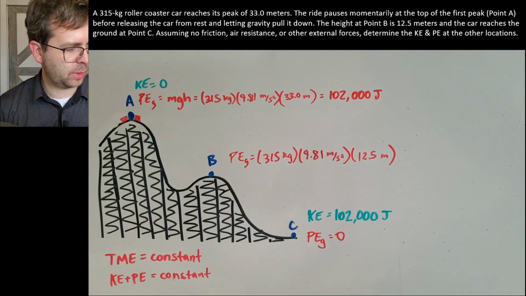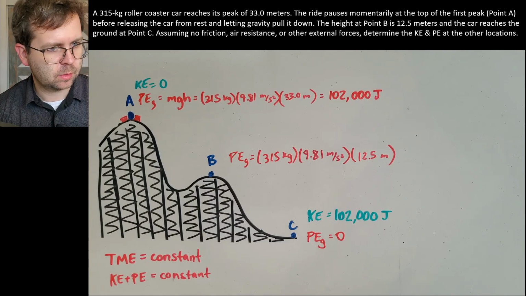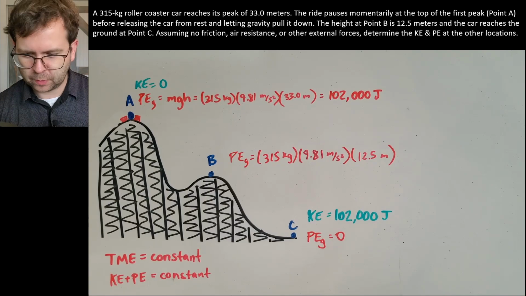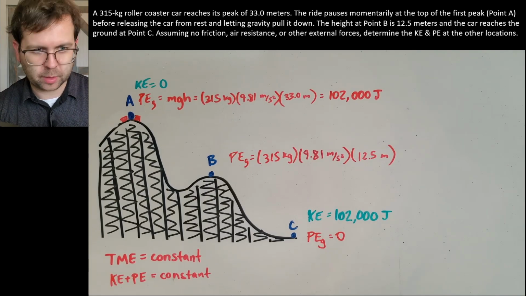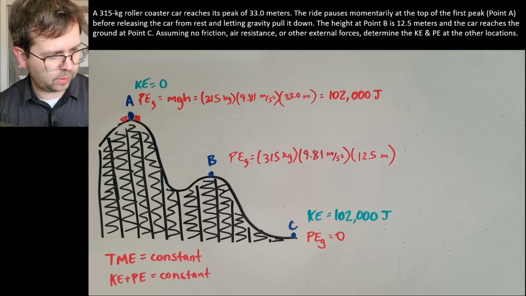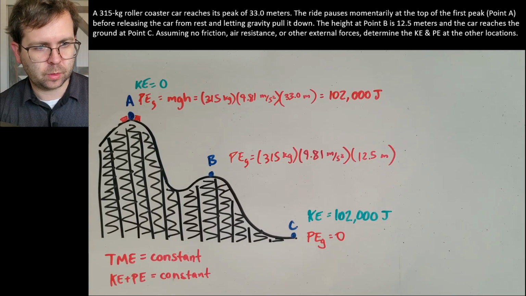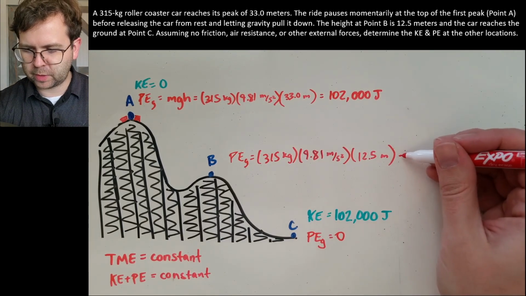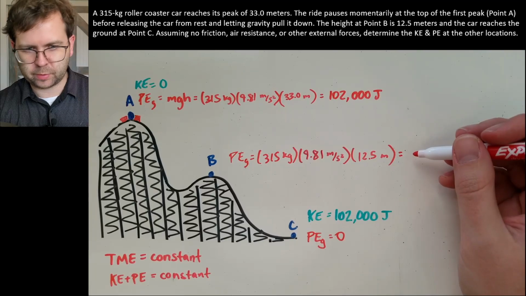So I'm going to go back to my calculator here. We're going to do 315 times 9.81 times 12.5, which is 38,626.875. I'm going to round that to 38,600.